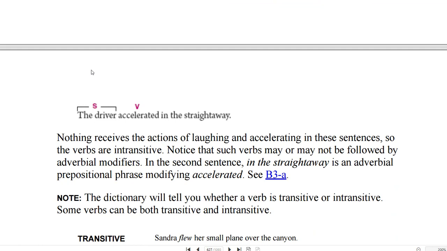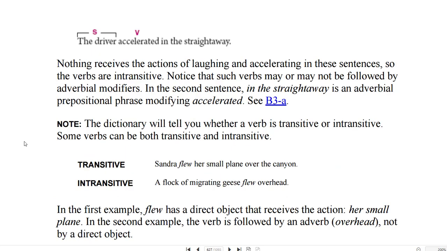The driver accelerated in the straight way. Nothing receives the actions of laughing and accelerating in these sentences, so the verbs are intransitive. Notice that such verbs may or may not be followed by adverbial modifiers. In the second sentence, in the straight way is an adverbial prepositional phrase modifying accelerated. The dictionary will tell you whether a verb is transitive or intransitive.